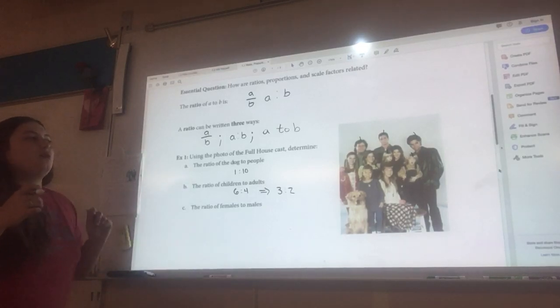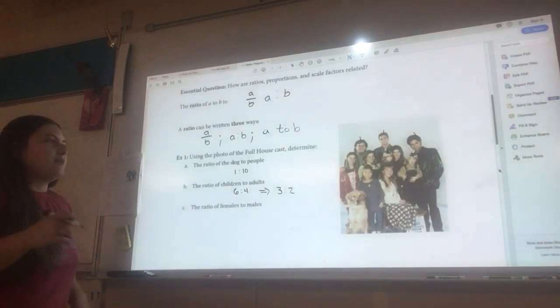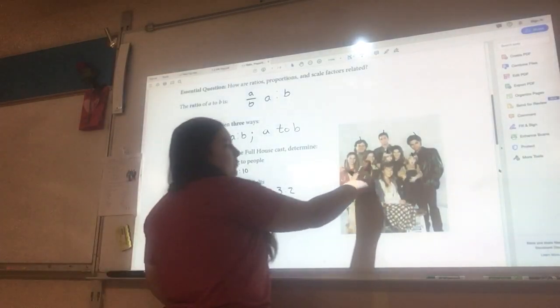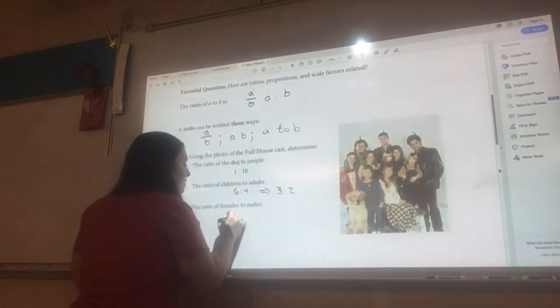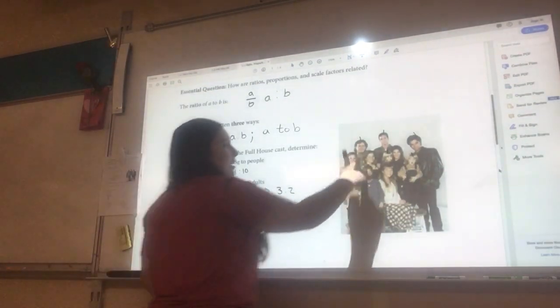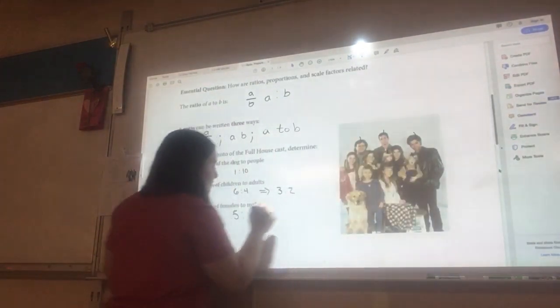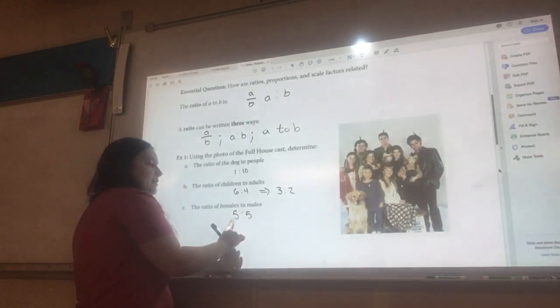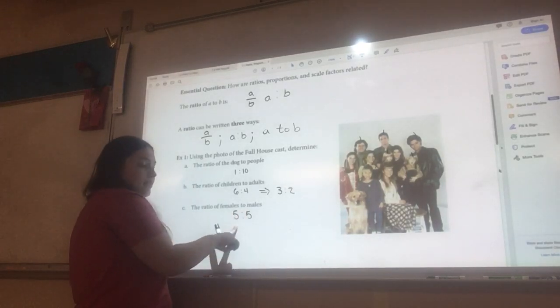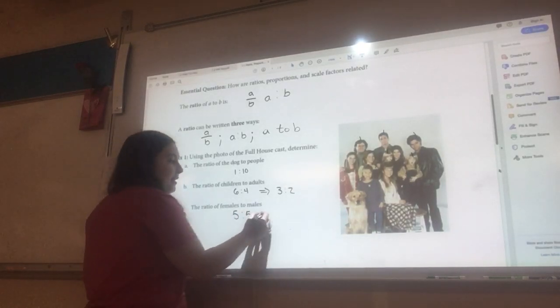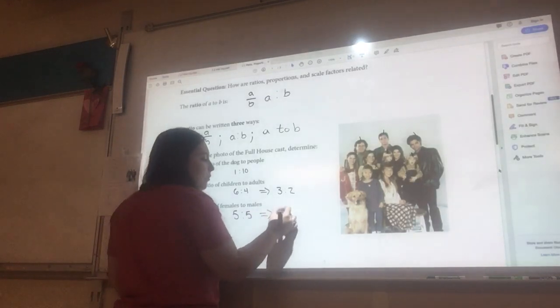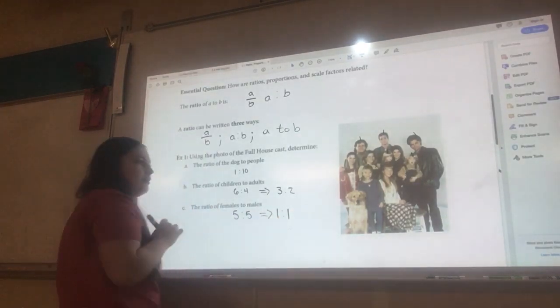The next ratio is from females to males. In this case, we have 1, 2, 3, 4, 5 females and 1, 2, 3, 4, 5 males. Well, this is 5 to 5. Since these are both the same number, we should simplify that. That means this is going to be a 1-to-1 ratio.